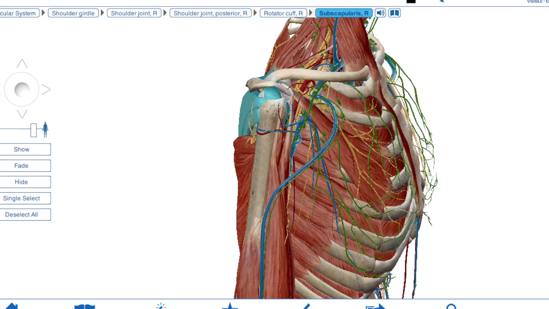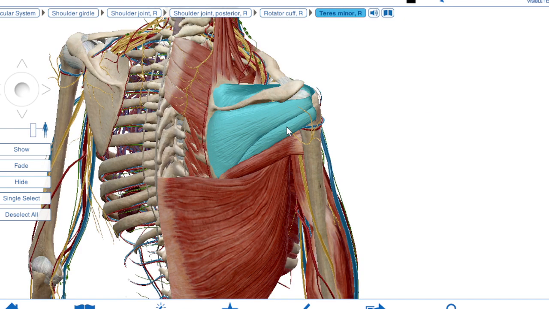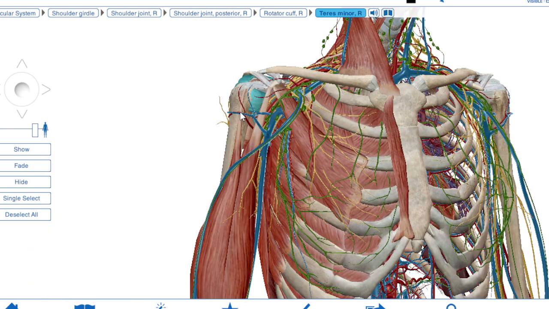Okay. Now go to the app and see that you can easily see the supraspinatus, infraspinatus, and teres minor. This is the teres minor. Now I will show the subscapularis muscle. Where is the subscapularis muscle?